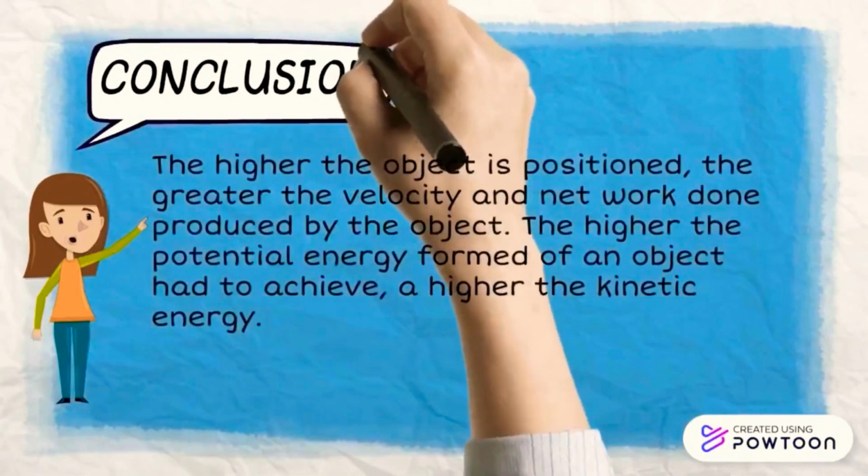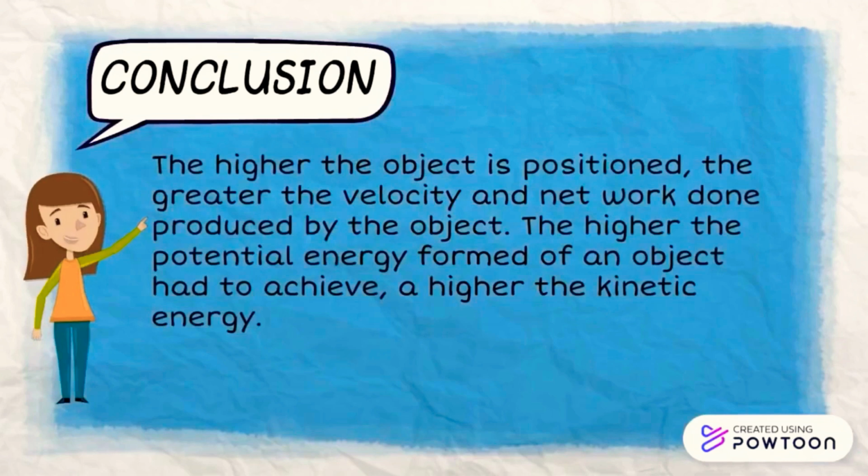In conclusion, the higher the object is positioned, the greater the velocity and net work done produced by the object. So, the higher the potential energy an object has, the higher the kinetic energy it can achieve.